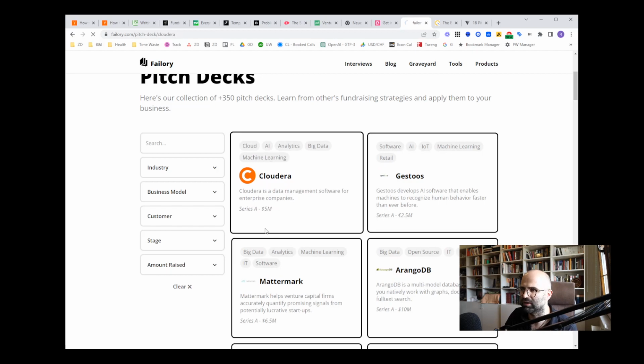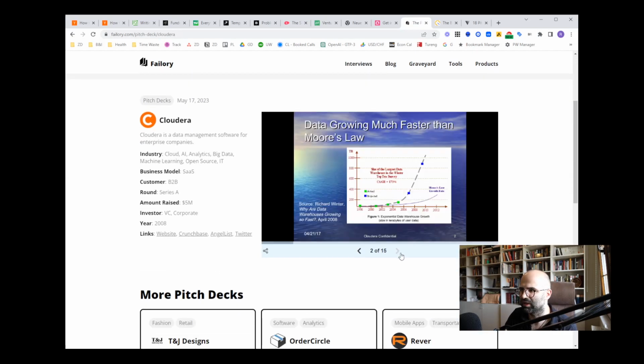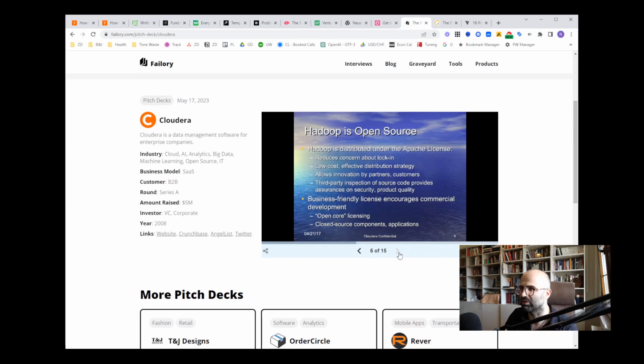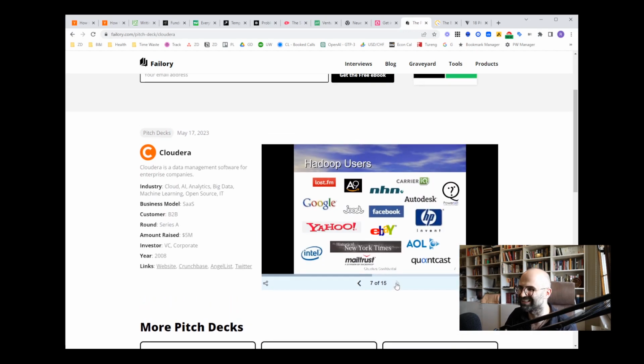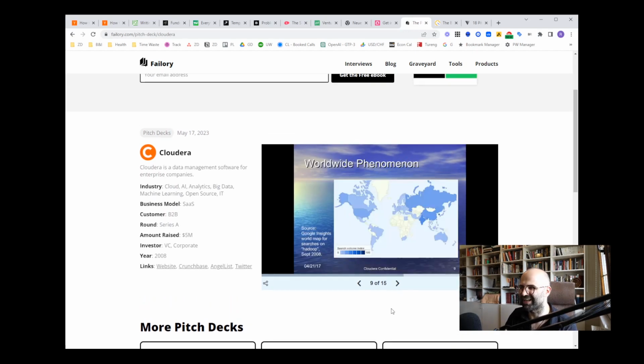Then you can have a look at Cloudera, for instance, and it will have the linked deck. Oh my god, this looks horrible. Now, while I say that content matters most, do not underappreciate the importance of design, right? You want to be presenting something that looks visually appealing, and this does not.